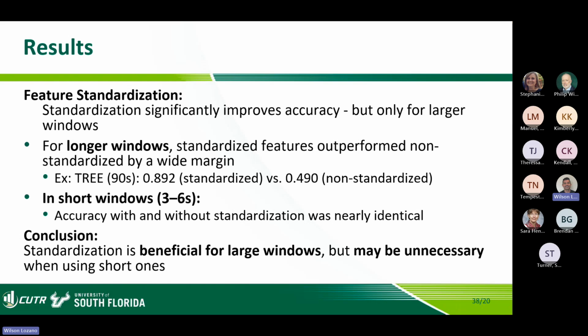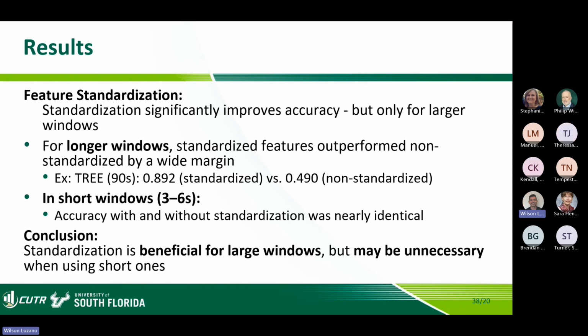For longer windows, standardized features outperform non-standardized by a wide margin. For example, at 90 seconds, we have 89% versus 0.49 with non-standardized. In short windows, accuracy with and without standardization was nearly identical. So standardization is beneficial for large windows, but might be unnecessary when the time frame windows are short.